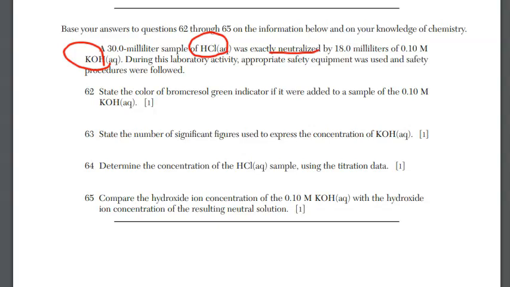All right, we're dealing with HCl, which is an acid. We're dealing with KOH, which is a base. For 62, state the color of bromocresol green indicator if it were added to a sample of 0.1 molar KOH. Well, if I just have a base in solution and no acid, it's definitely going to have a pH value greater than 7. We need to go to the reference tables and look at bromocresol green.